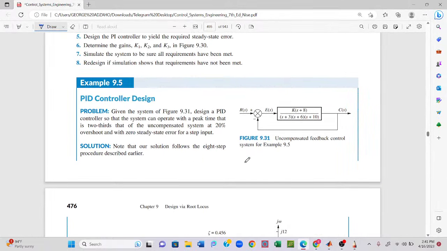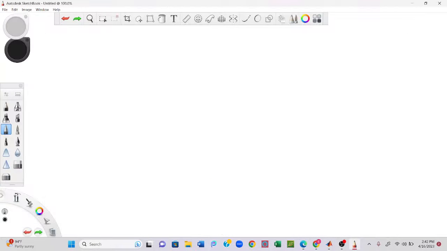Here we are told, given the system in figure 3.1, find a PID controller so that the system can operate with a peak time that is two-thirds that of the uncompensated system, at 20% overshoot with zero steady state error for a step input. That means the new peak time equals 2/3 of the old peak time, and the percentage overshoot is 20%.